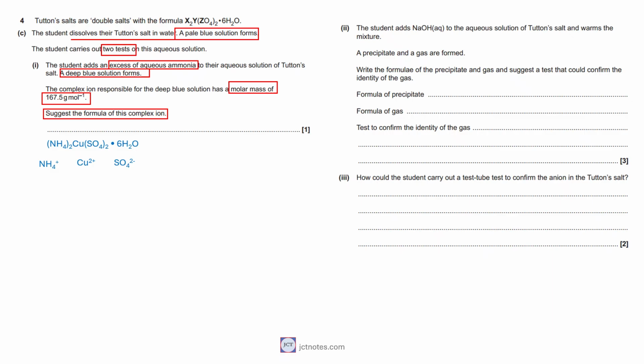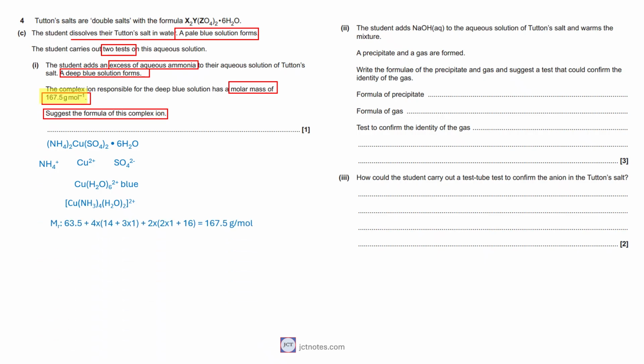Of these ions, only copper-2 ions produce blue-colored solutions in water, so we can deduce that the deep blue complex must contain copper-2. In excess aqueous ammonia, the copper-2 ion forms a complex with 4 ammonia molecules and 2 water molecules. This complex is responsible for the characteristic deep blue color.